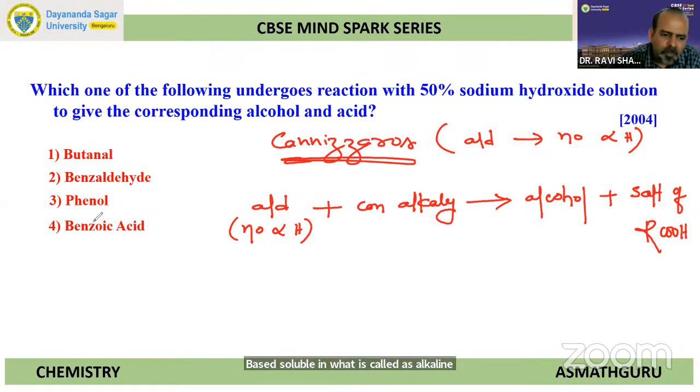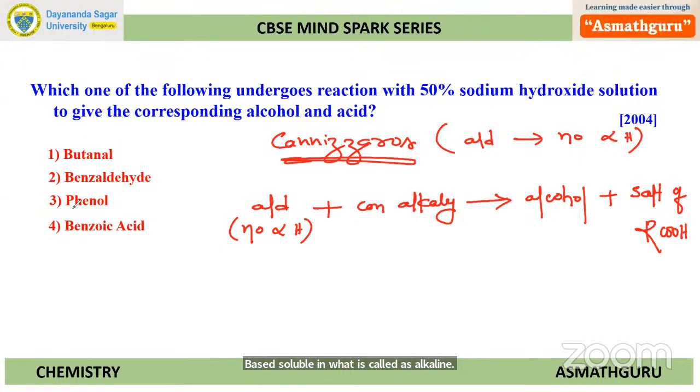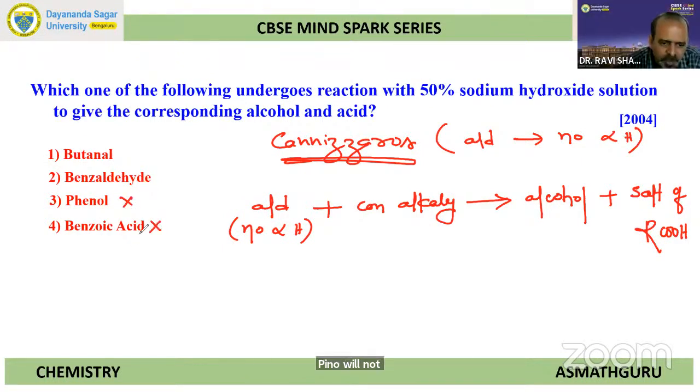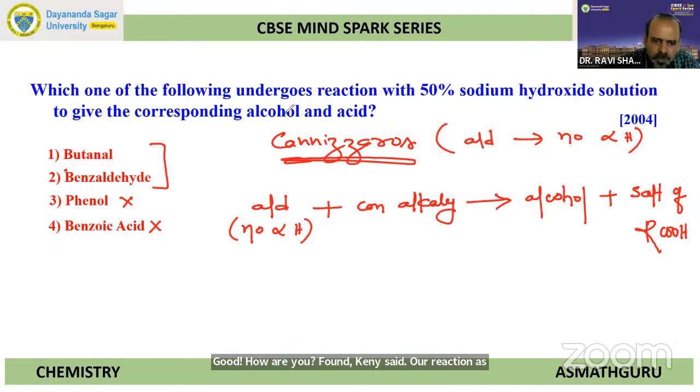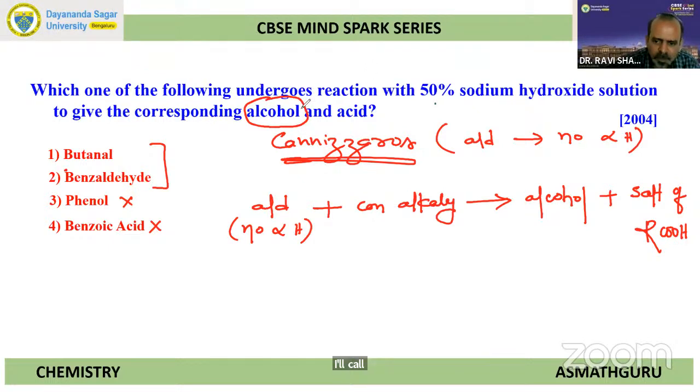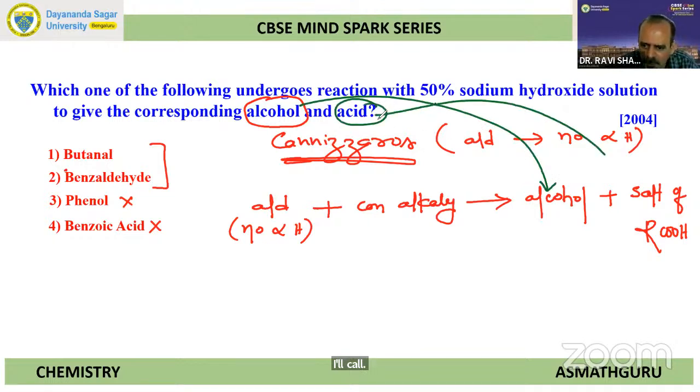So if no alpha hydrogen, what is the option then? Butanol, benzaldehyde. Phenol will not give, benzoic acid will not give. So the aldehyde will give. So these two options. Sir, how did we find the Cannizzaro reaction? Look here: you get alcohol, here is the alcohol, and acid, here is the acid. Got it?